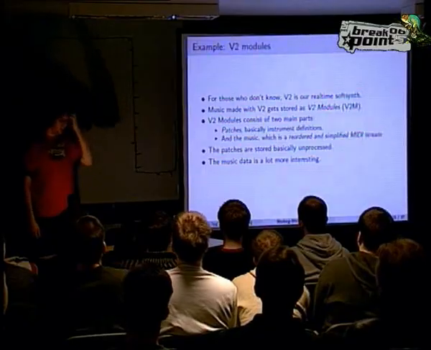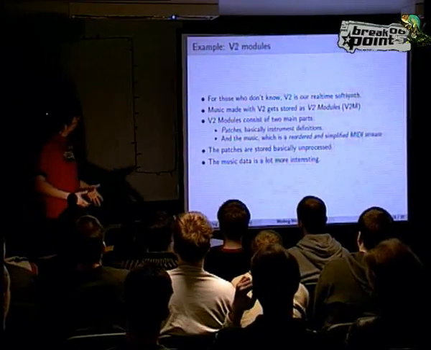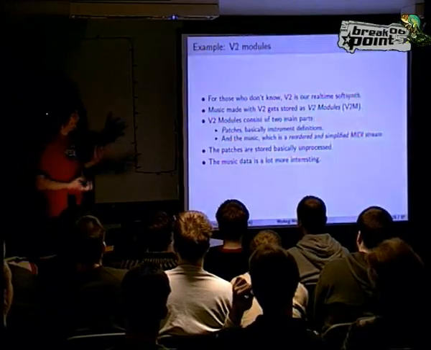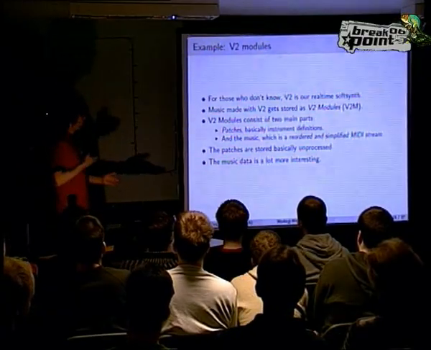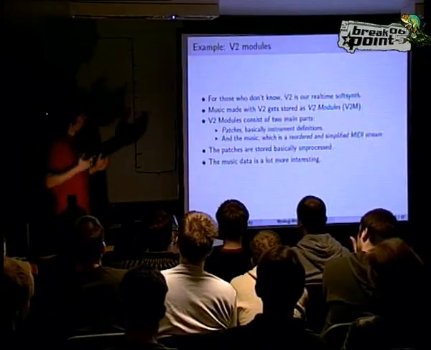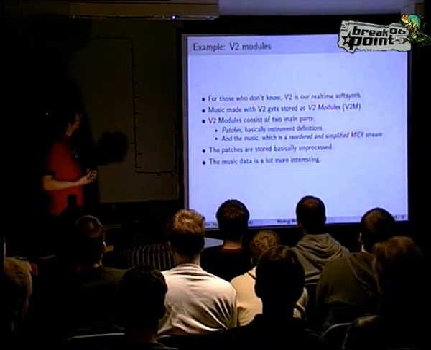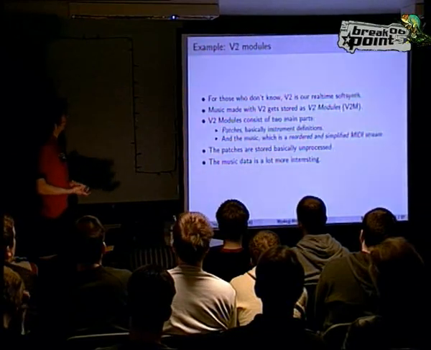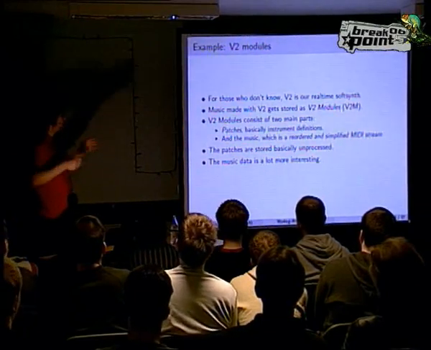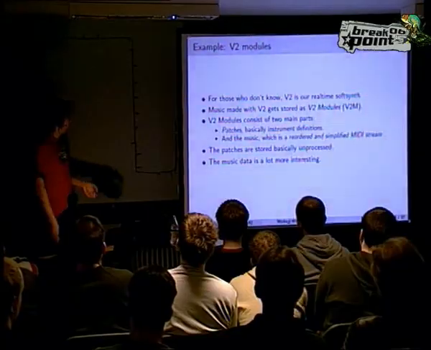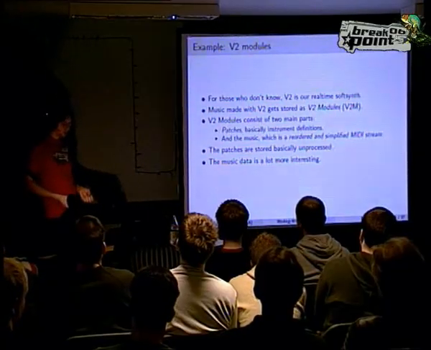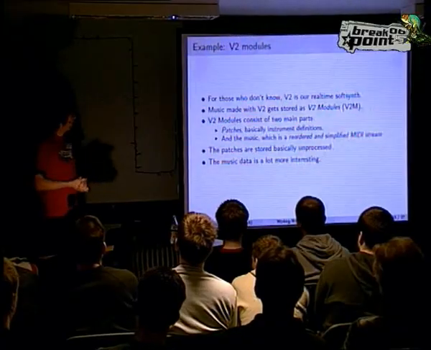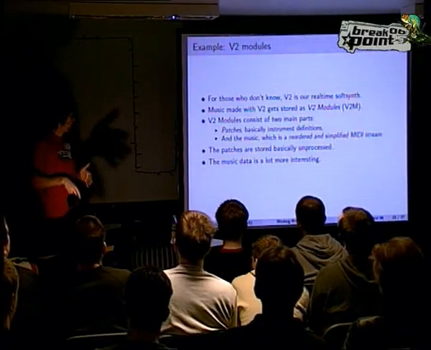So music you do with V2 gets stored as so-called V2 modules or V2M files. And these modules have two main parts. There are so-called patches, which is just terminology, which is basically just instrument definitions for the soft synth. Like, how is everything set up, how is the sound set up. And there's the actual music, which is a MIDI data stream. MIDI is a standard format for music, for those who don't know, and it's just reordered and simplified.